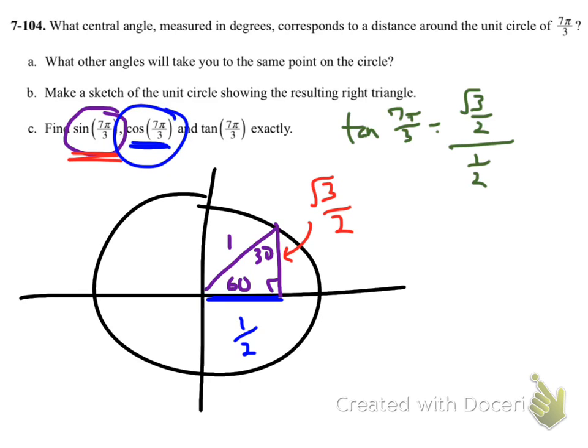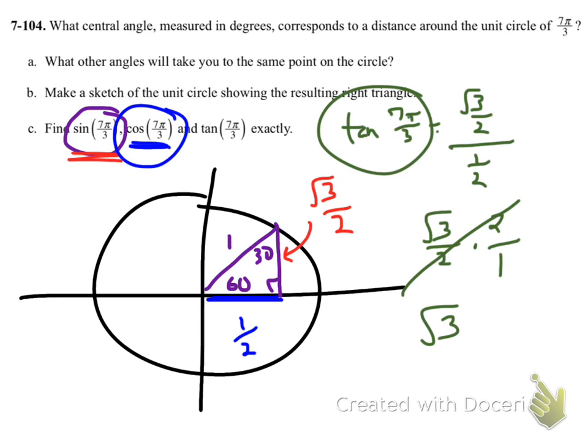Now to simplify that, I do not want to divide by a fraction. So instead I'm going to take the square root of 3 over 2 and multiply by the reciprocal of my denominator. Simplifying that, my 2's make a giant 1. So I get the square root of 3 over 1, which is just the square root of 3. So tangent of 7 pi over 3 equals the square root of 3.